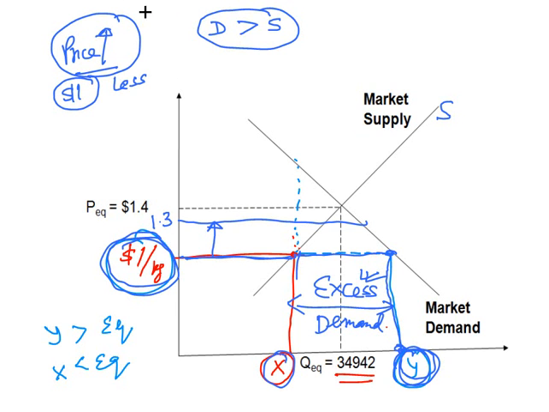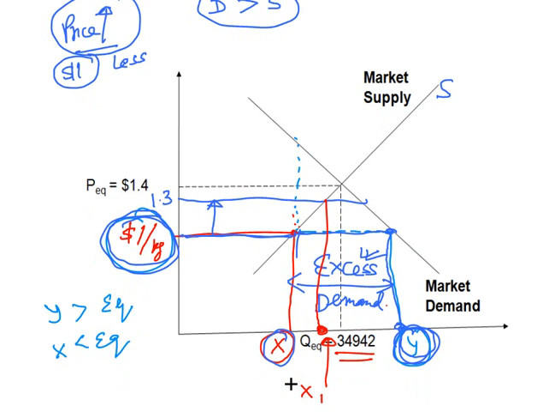When you have increased the price to 1.3, this is the demand and this is the supply. So you are going to supply X1 over here, and at this point your demand is Y1. Again you see that this is the excess demand. Still people want more. So your Y1 is greater than X1.